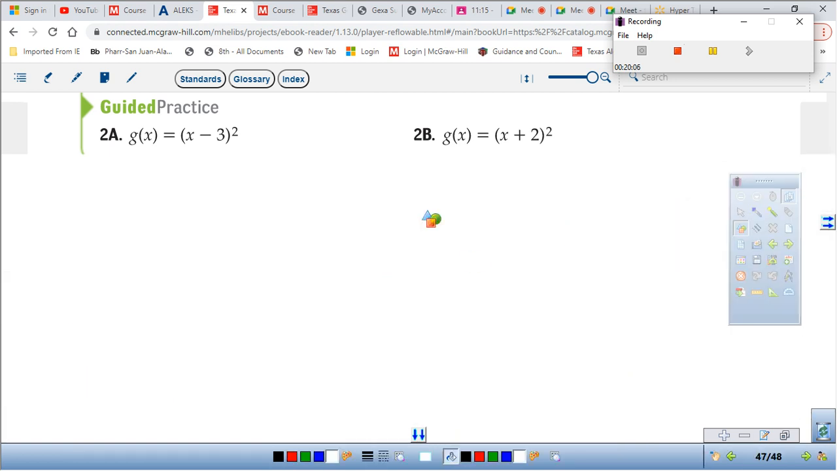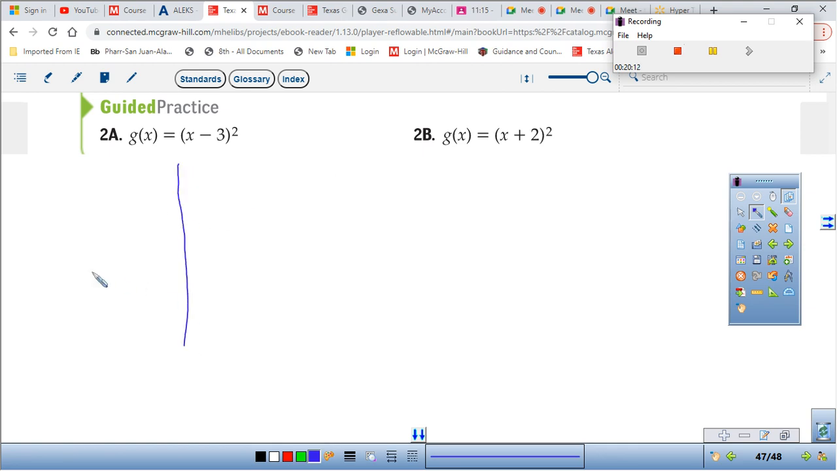I'm going to do this one. Okay. I did that one up there. We'll do this one here. So let's compare the graphs.